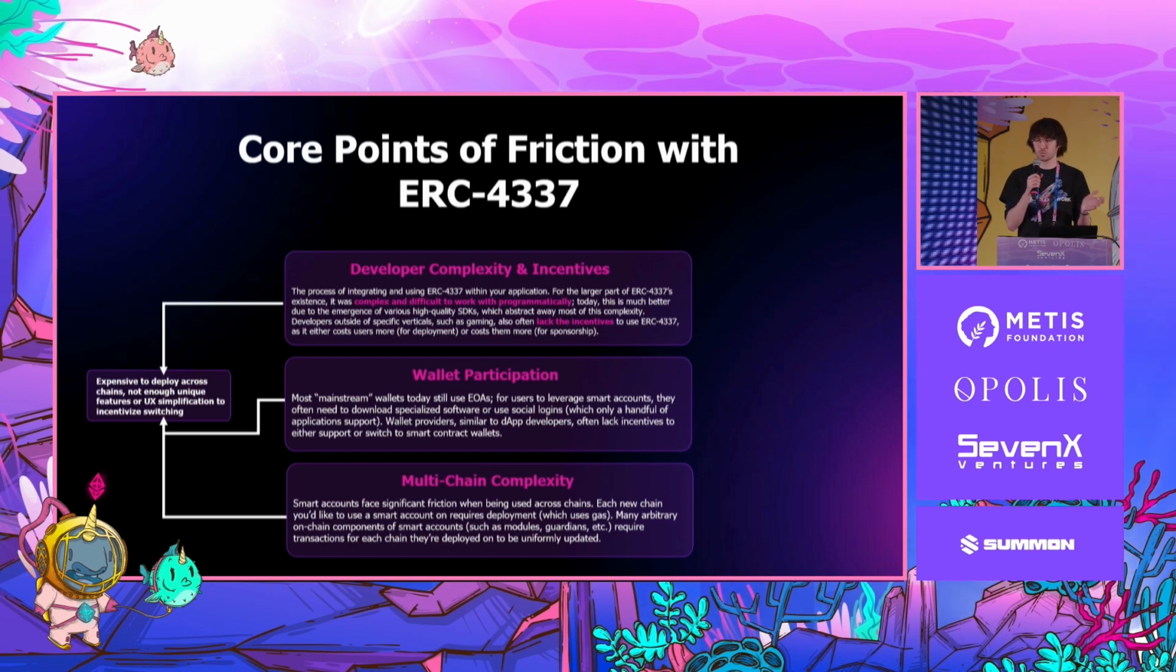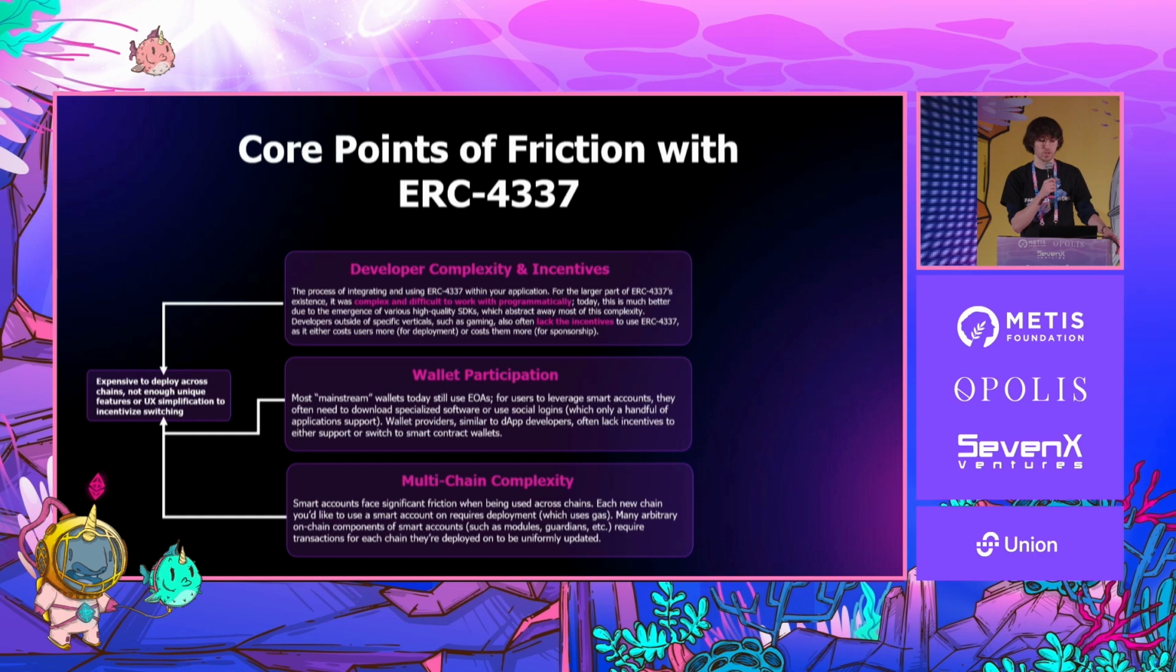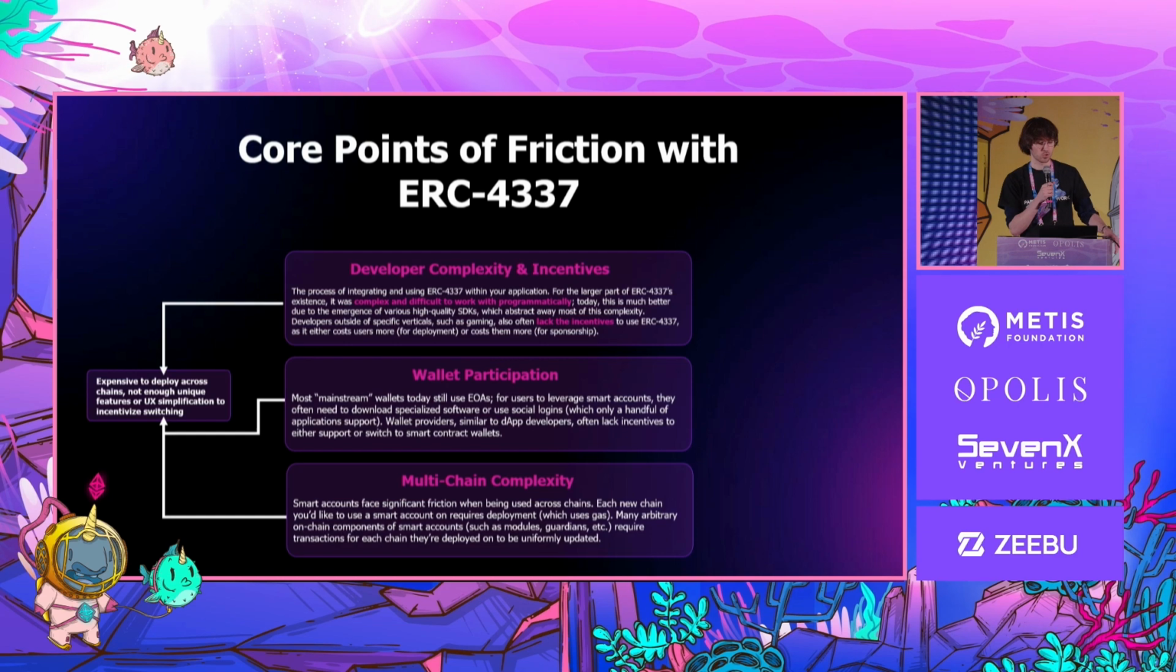Now there are some exceptions to this. Gaming, for example, has been one vertical where account abstraction has been integrated to a pretty large degree. But still, in a lot of verticals, you see a very low amount of adoption with this technology because, again, a lot of developers don't see a reason to switch to ERC-437 over the standard account structures that they're already used to. This ties very closely in with wallet participation.